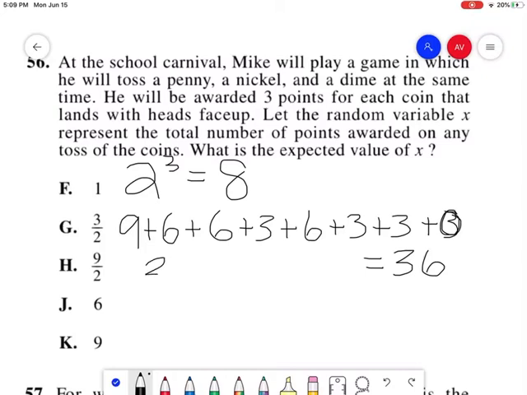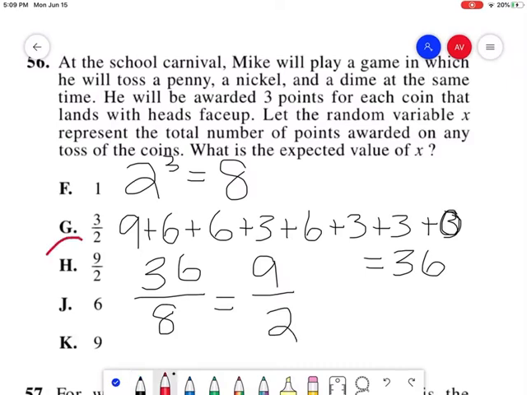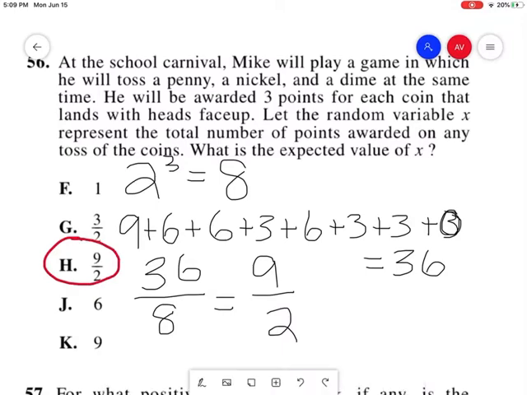We're going to take those points. We're going to divide by the number of scenarios we have, which is 8. And we're going to simplify this fraction. This is going to simplify to 9 over 2. And if we look over right here, we have that right here. So the answer is going to be 9 over 2. Moving on.